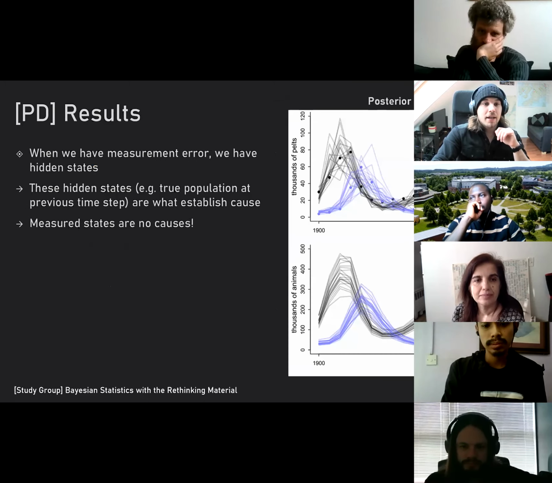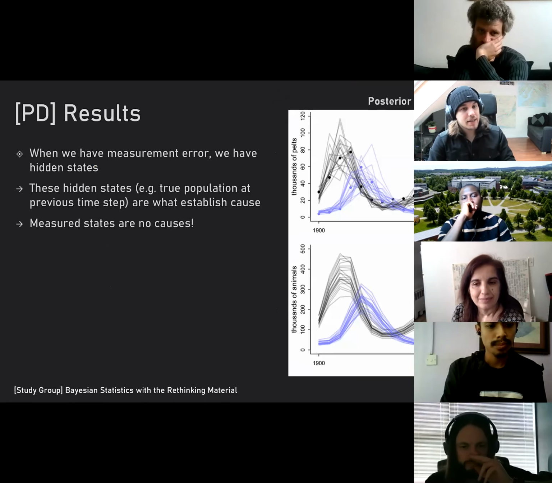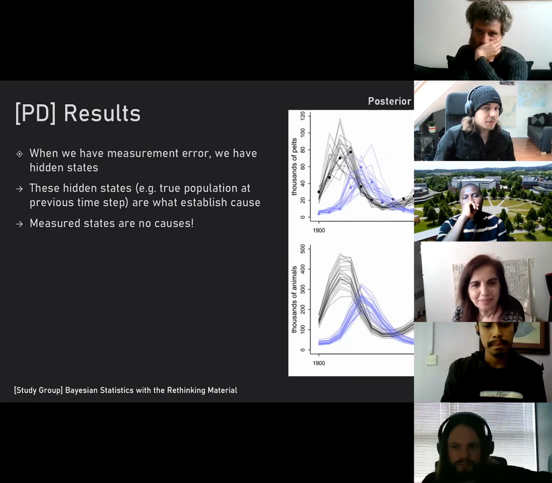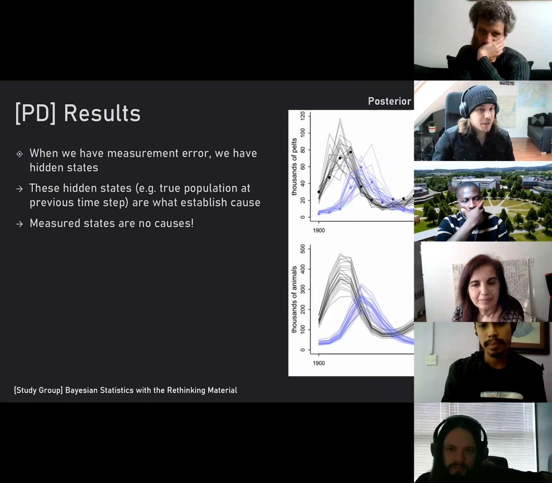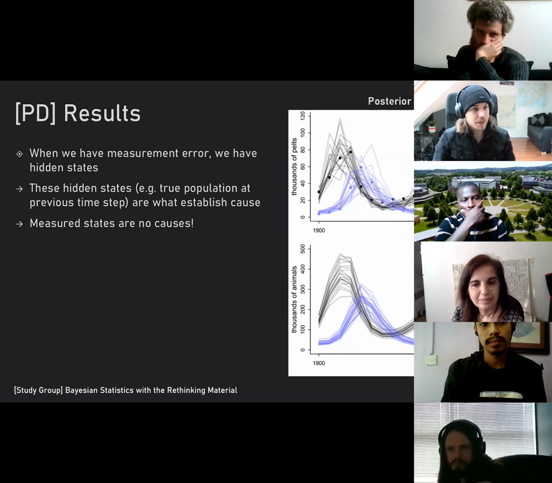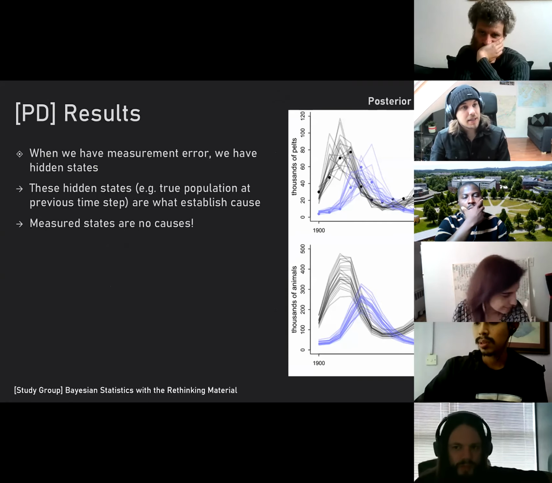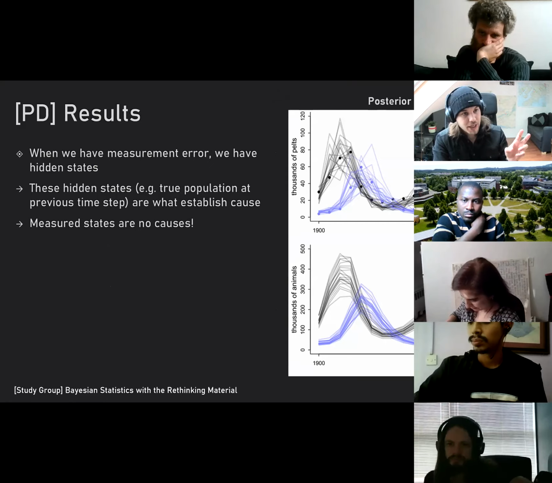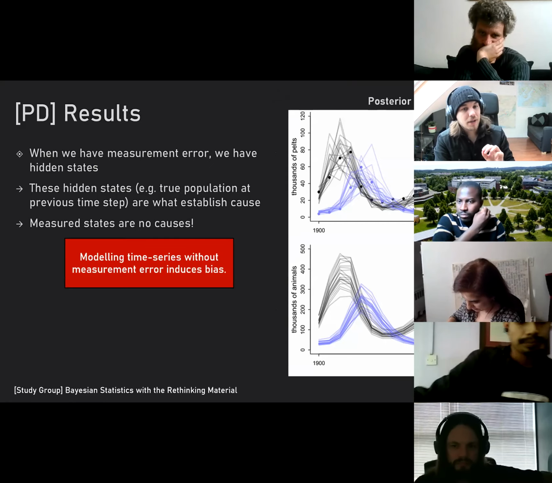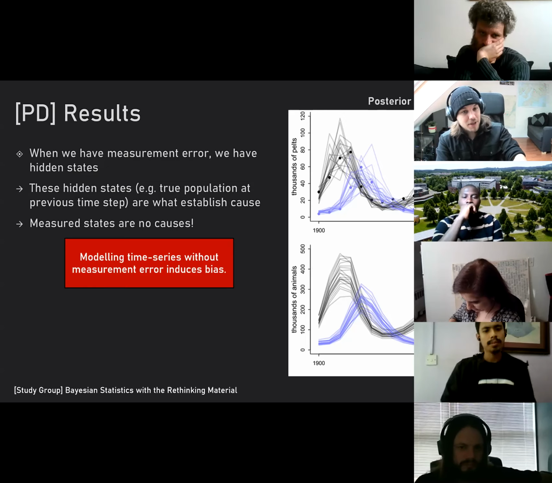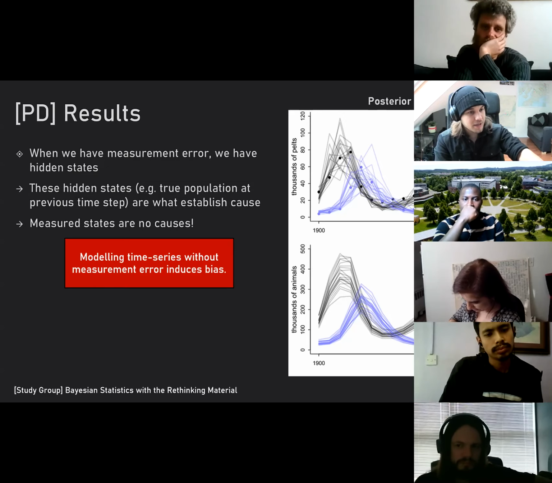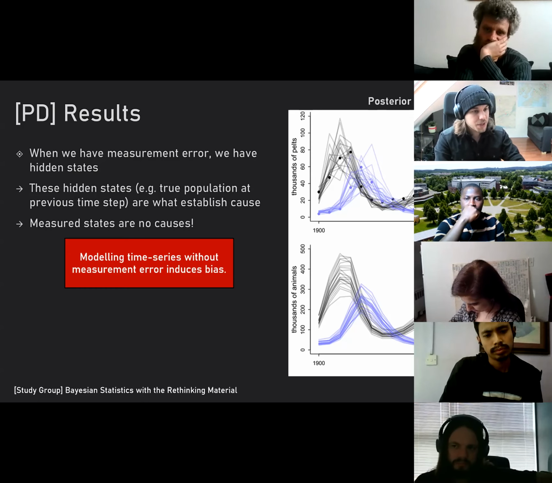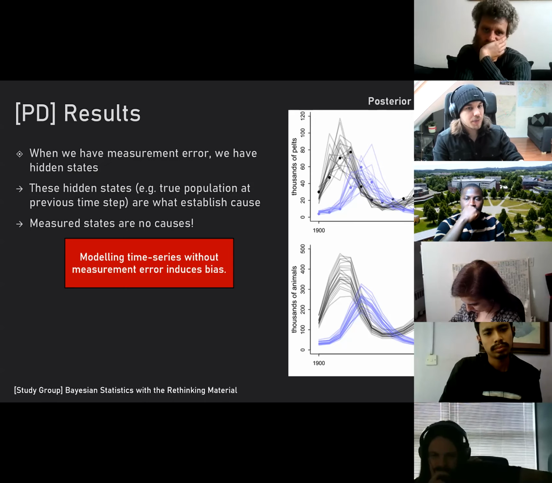And yeah, with this entire thing, we then get some results, right-hand side. So we've accounted for some measurement error. As soon as we have measurement error, we also have hidden states. The hidden states, which are the true populations at the previous time step, are what actually establish the cause, where the measured states are no causes themselves. And we want to try to reconstruct the true states in the past rather than the measured ones. And modeling time series without measurement error induces some bias, because we try to look for causality between things that don't have causality or shouldn't have it. That's the big issue with time series analyses.